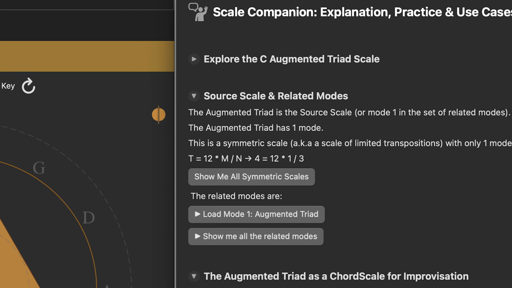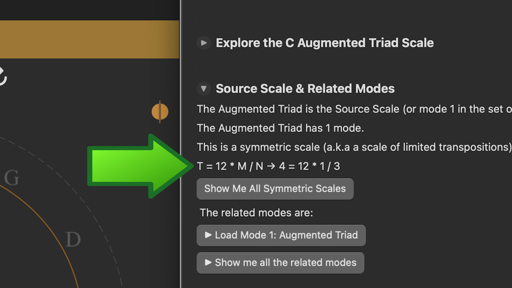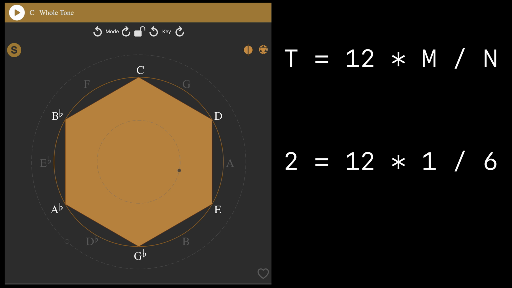And by the way, the amount of transpositions on any symmetric scale is always 12 times the amount of modes divided by the amount of notes. So the whole tone scale with 6 notes and 1 mode only has 2 transpositions. Symmetric scales are really useful for improvisation and composition.